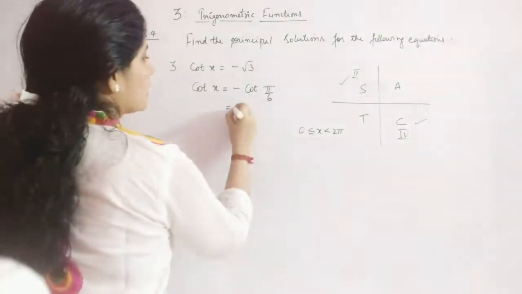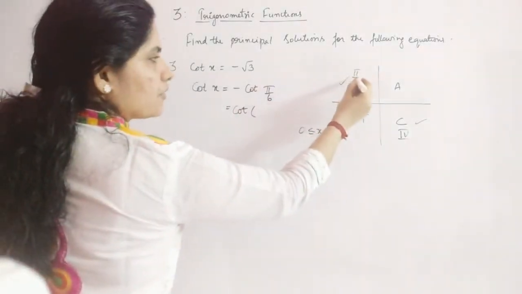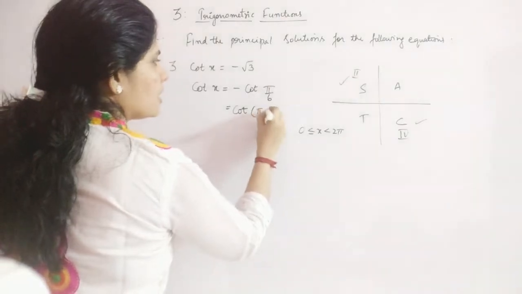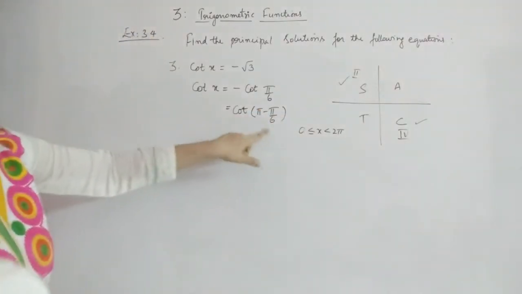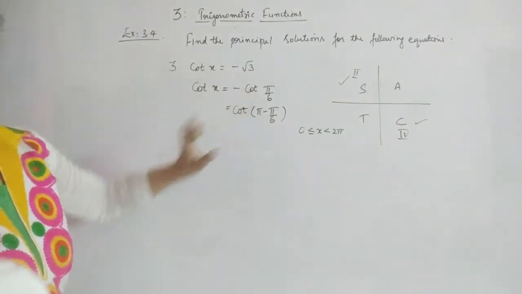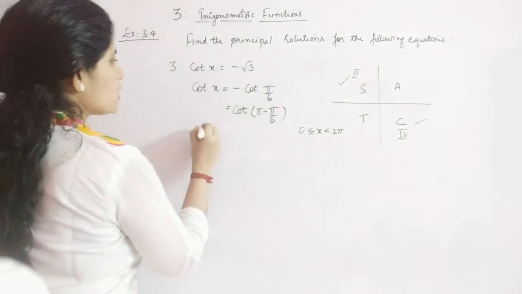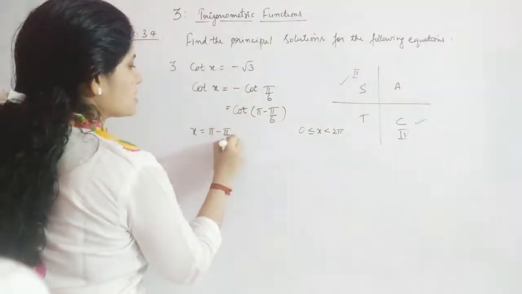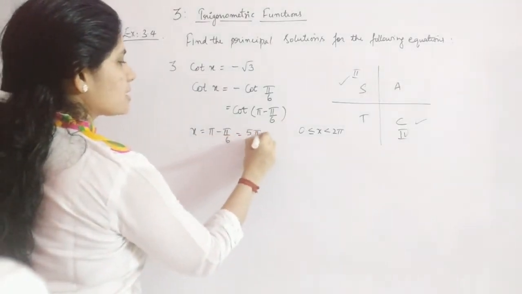Now how will we take that? We have to take cot of, in the second quadrant, pi minus the quantity which you are getting. So you have pi minus pi by 6, and obviously cot of pi minus pi by 6 will give you minus cot pi by 6, right? Because it is in the second quadrant. So one value you are getting is x equal to pi minus pi by 6. How much will it give you? 5 pi by 6, right?